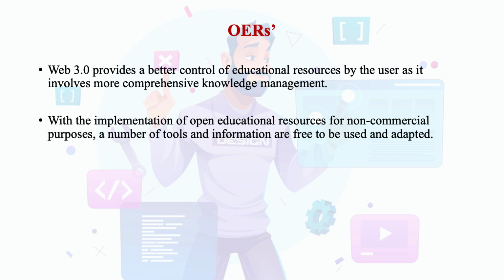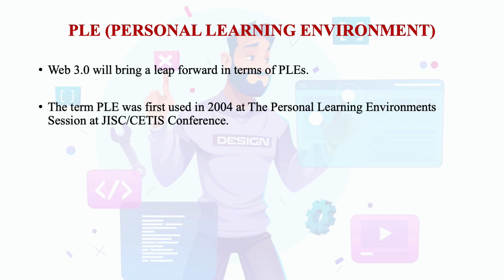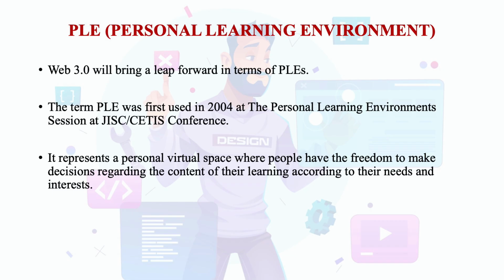Then comes the personal learning environment. You can call it the PLE. So Web 3.0 will bring a leap forward in terms of PLEs. The term PLE was first used in 2004. The PLE was first introduced in a conference, the PLE session at the JISC CETIS conference. So the first time they coined this particular word, and then they worked upon these personal learning environments. It represents a personal virtual space where people have the freedom to make decisions regarding the content of their learning according to their needs and interests.